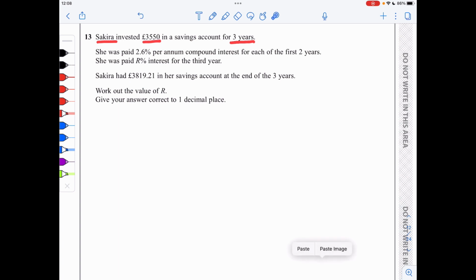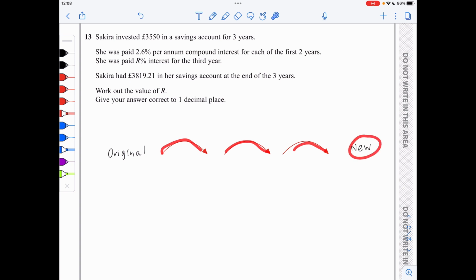In 13, we're told that Sakira invested $3,550 in a savings account for 3 years. She was attracting compound interest of 2.6% per annum for the first 2 years, and then R% of interest for the third year. She ended up with an amount of £3,819.21 at the end of the 3 years, and we need to work out the value of R. It makes sense to draw a diagram here. We've got the original, we've got 3 years, and then we've got the new.